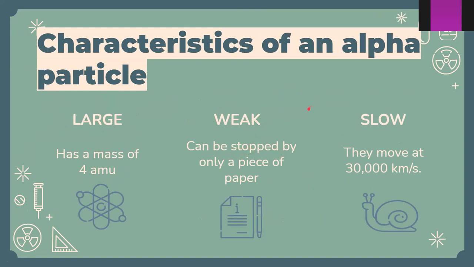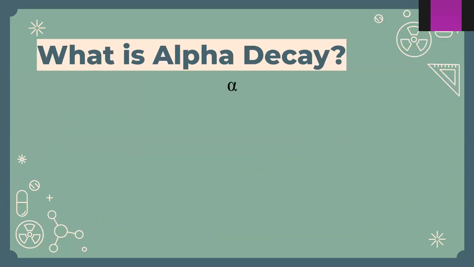And next, they are slow, which they only move at about 30,000 kilometers per second, which again, to me and you is really fast, but to beta and gamma rays, which can move up to the speed of light, it's very slow. So since now you know about alpha particles, you got to know about alpha decay. So what is alpha decay?